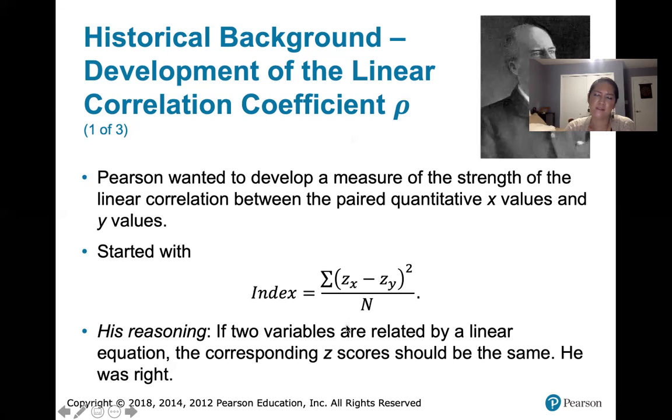He said, it's really not about the particular value of x or the particular value of y itself. It's about how many standard deviations the x values are above their means and the y values are above their means, and how those numbers of standard deviations of x and y should be related to each other if x and y have a linear relationship. So that was his reasoning, and that's why he used this to start.